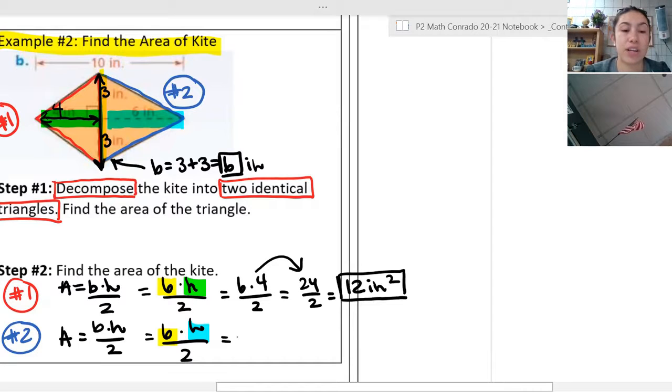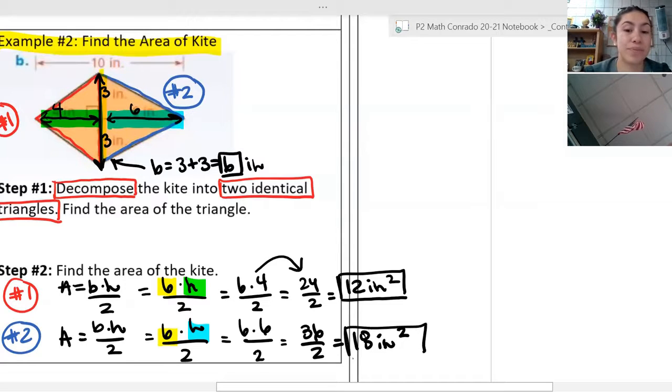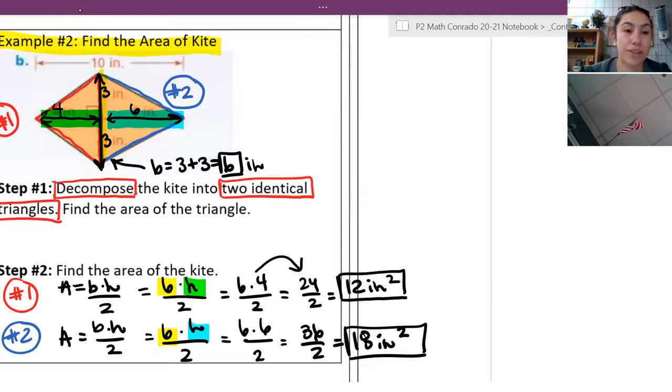So now let's find the area for the triangle in blue. The height of that triangle is 6 inches. So let's plug that in, or substitute it, into our formula. So 6 times 6 is 36. Then we're going to divide it by 2, and we get 18 inches squared.